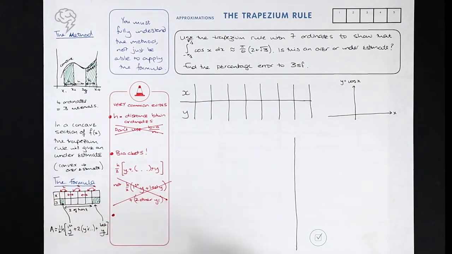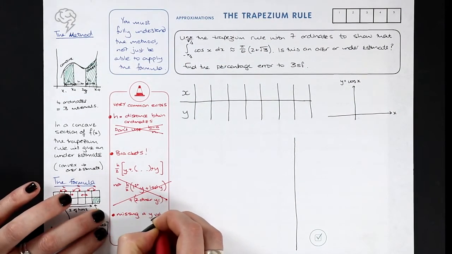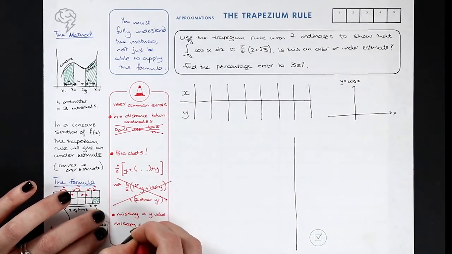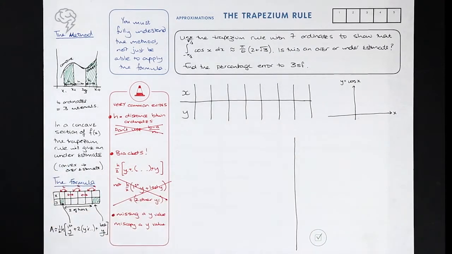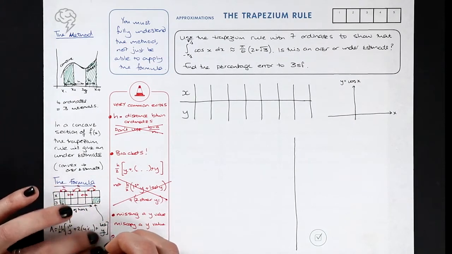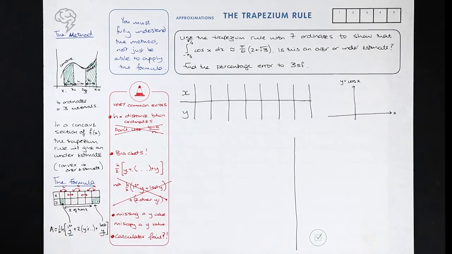Last thing is missing a y value, particularly if, like here, we've got quite a lot, or miscopying a y value. So in the table it says something, and then in your calculator you type something else. I'm going to call this its own one, calculator fail. So this does happen quite a lot.